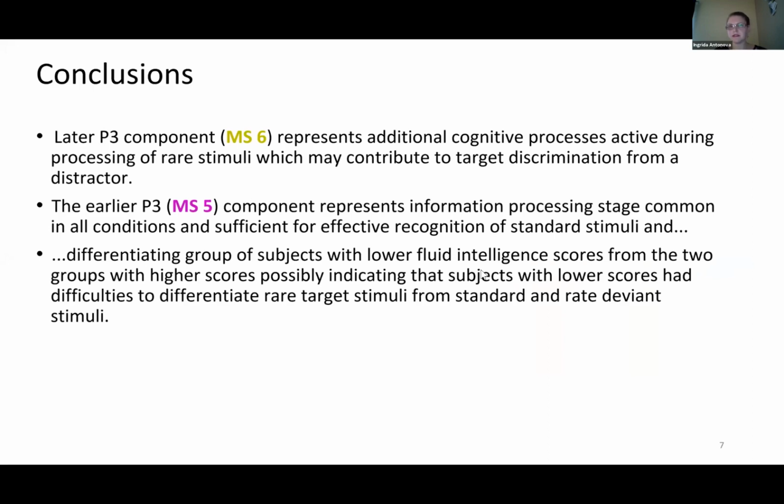And interestingly, this earlier P3 component also differentiated a group of subjects with lower scores of fluid intelligence from the two groups with higher scores of fluid intelligence, possibly indicating that this group of subjects with lower scores experienced difficulties to differentiate a rare target from both frequent stimulus and rare deviant stimulus, which was also supported by higher error rates in this group.